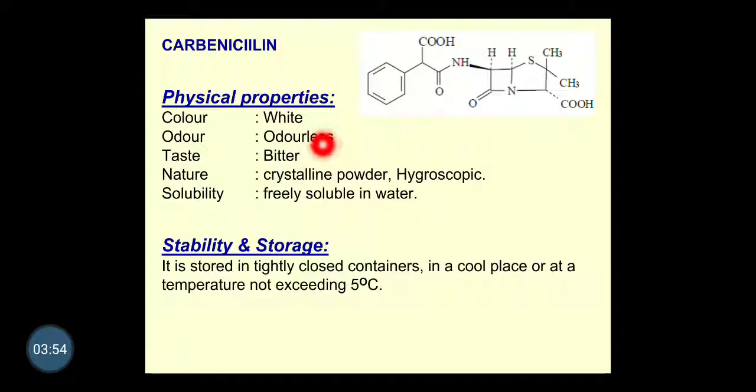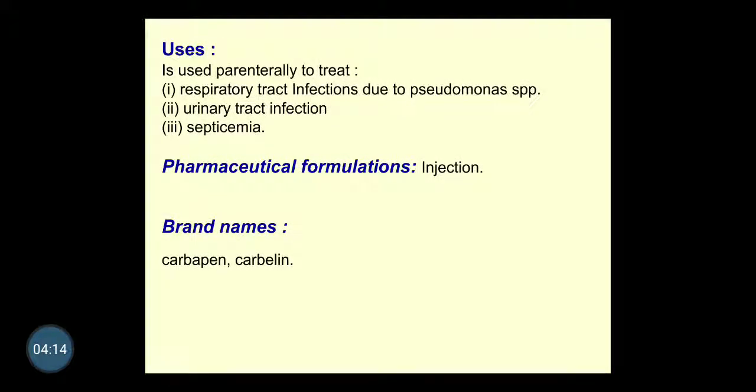Next, it is a white, odorless, bitter crystalline powder, hygroscopic in nature, and freely soluble in water. As far as the storage condition, it should be stored in a tightly closed, light resistant container, at a temperature not exceeding 5 degrees Celsius. It means it should be stored at a cold temperature.